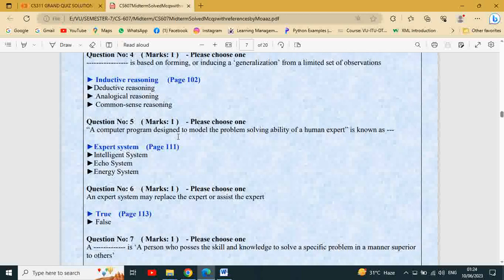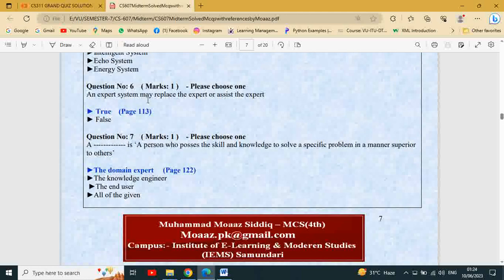A computer program designed to model the problem solving ability of human expert is known as expert system. An expert system may replace the expert or assist the expert. True. A domain expert is a person who possesses the skill and knowledge to solve specific problem in a manner superior to others.